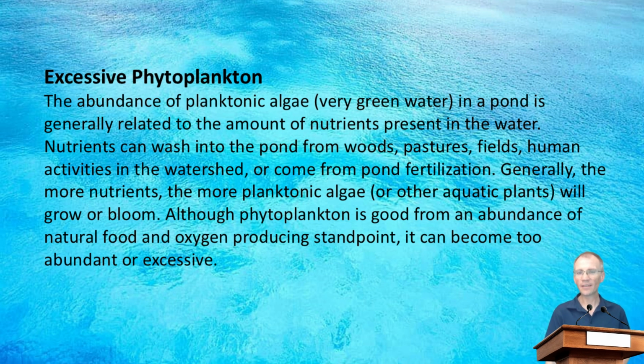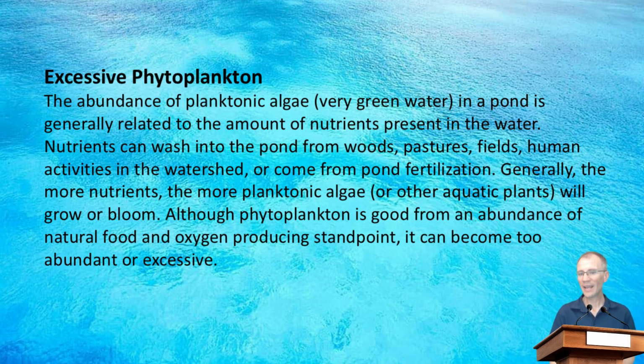Excessive phytoplankton. The abundance of planktonic algae, very green water, in a pond is generally related to the amount of nutrients present in the water. Nutrients can wash into the pond from woods, pastures, fields, human activities in the watershed, or come from pond fertilization. Generally, the more nutrients, the more planktonic algae or other aquatic plants will grow or bloom.